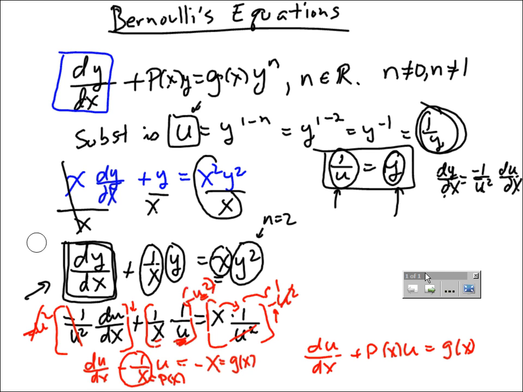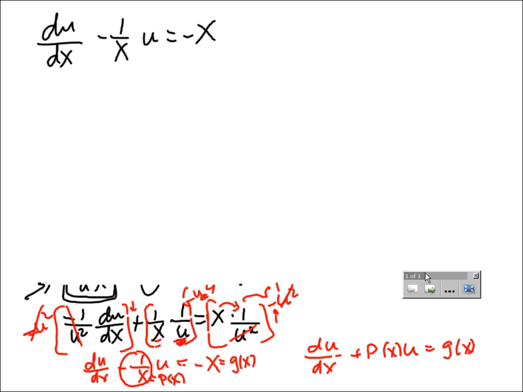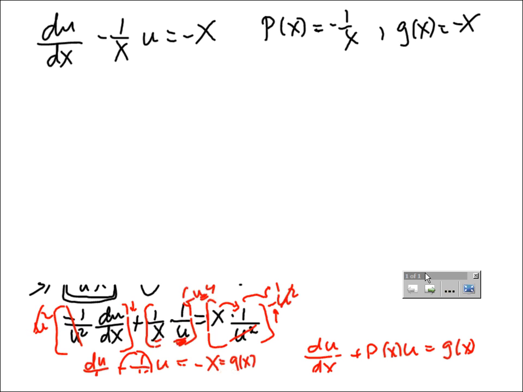So Bernoulli is a really smart dude. He made this non-linear equation into a linear equation. We have now that du dx minus 1 over x u is equal to negative x. So p of x is negative 1 over x, and g of x is negative x. And we're done. We know how to solve this.